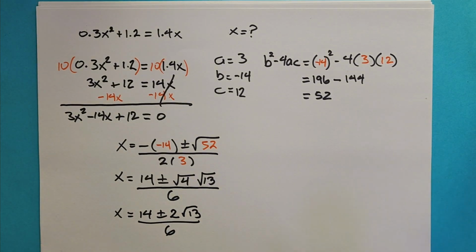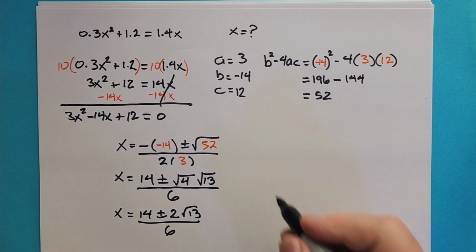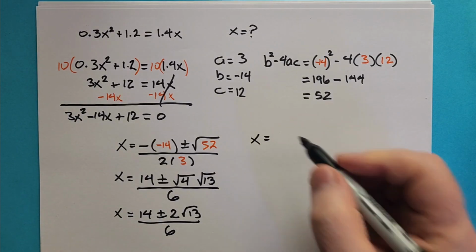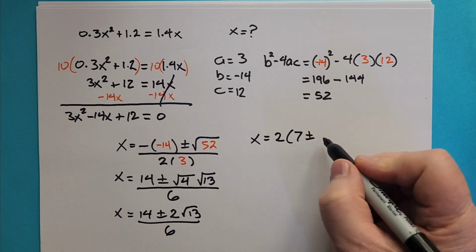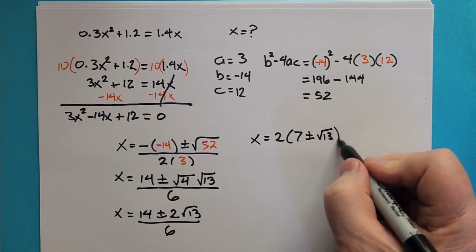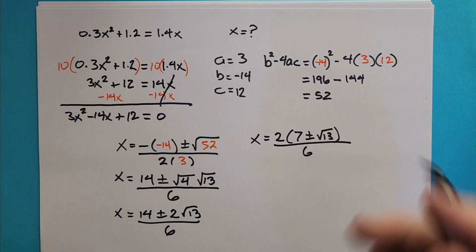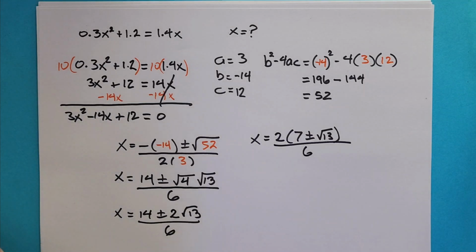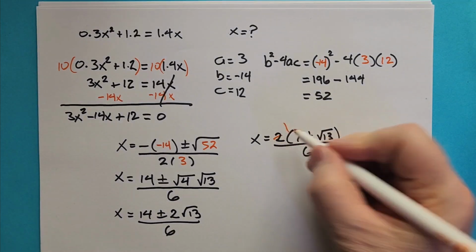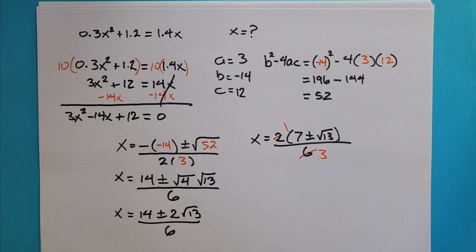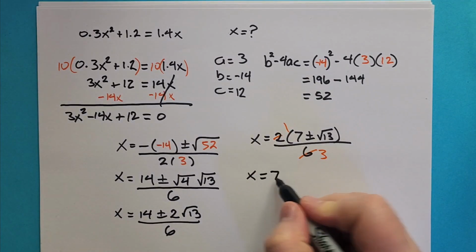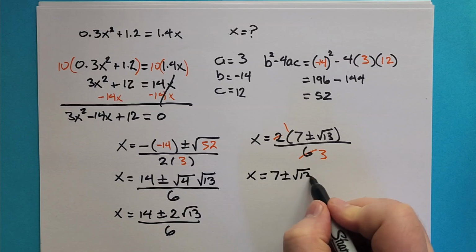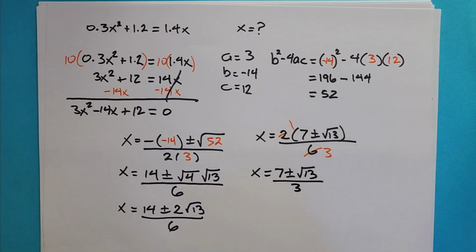And then we'll go ahead and do our factoring and canceling here to simplify this. So x is equal to, the GCF here is going to be 2, so I'll factor that out. We're going to get 7 plus or minus root 13 all over 6, of course. And then divide out the 2 with the 6, or cancel the 2 with the 6. And we are left with our 2 roots. We get 7 plus or minus the square root of 13 all over 3. So those are our 2 roots.